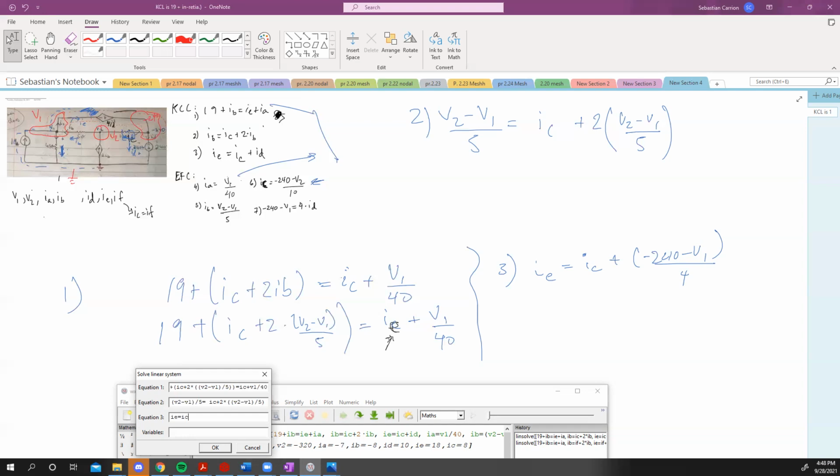IE equals IC plus 40 minus V1 over 4. And then what do we want to calculate? We want to know V1, V2, ID, and IB. Give me 3 variables that we want to know: V1, V2, and ID.